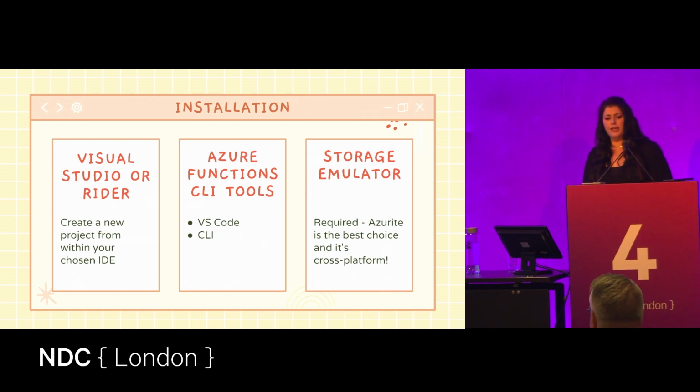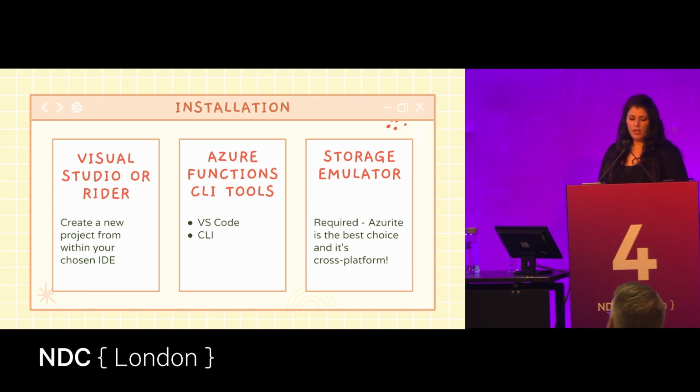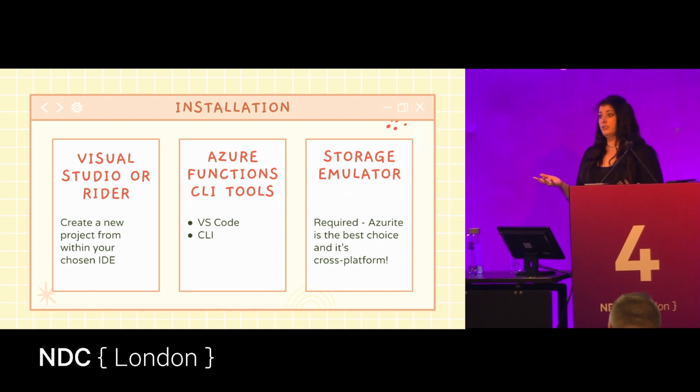So Visual Studio and Rider come with the Azure Functions built in. So you can go right-click, New Project, and get a Functions app on there. You can use the Azure Functions CLI tools, which I was going to show you, but we don't have those on this machine. So you can use that with VS Code if you're running it. So there's a whole separate thing.